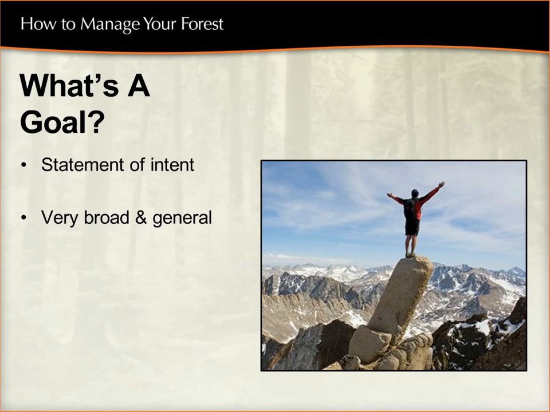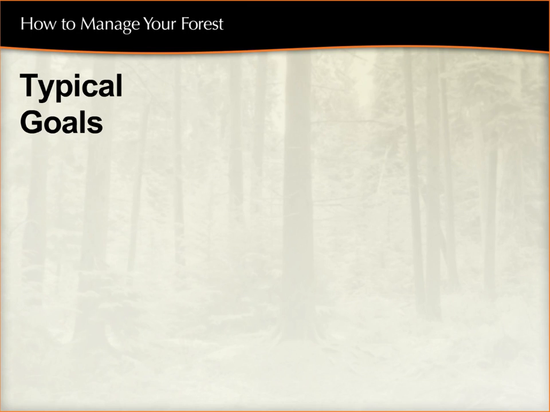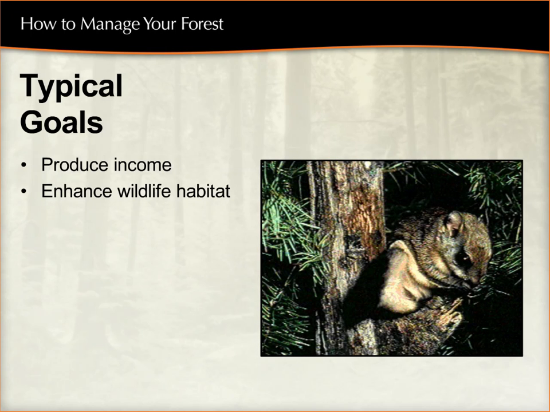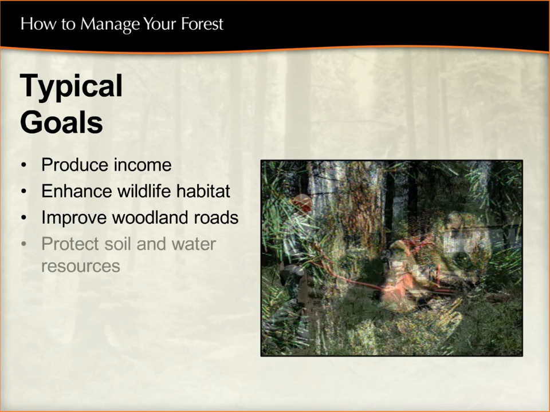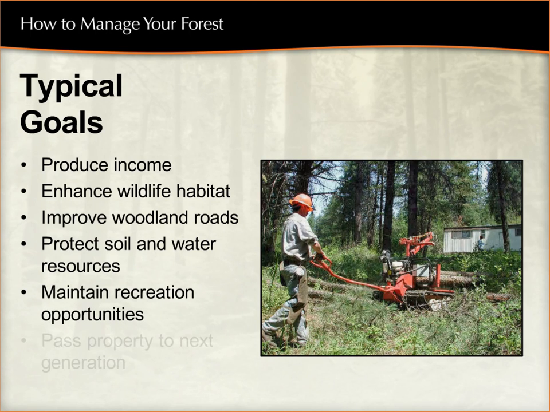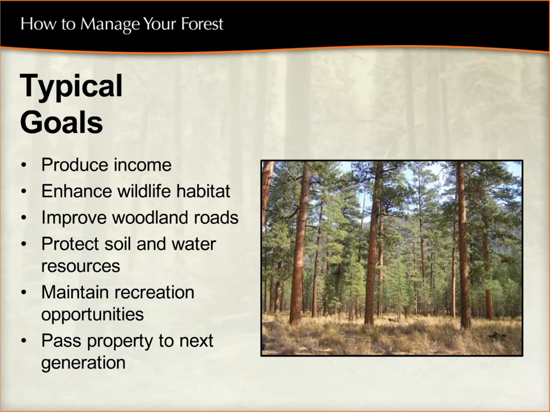So, just what is a goal anyway? A goal is a statement of intent that usually is fairly broad and generalized, sort of an "I want to get from here to there" kind of statement. Some examples of a goal might be: produce an income from my forest land, enhance the wildlife habitat for species that are important to me, improve the condition of my roads for better year-round access or prevent sediment from reaching streams, protect the soil and water resources, maintain the recreational opportunities, or perhaps make sure the property will be passed along to the next generation.